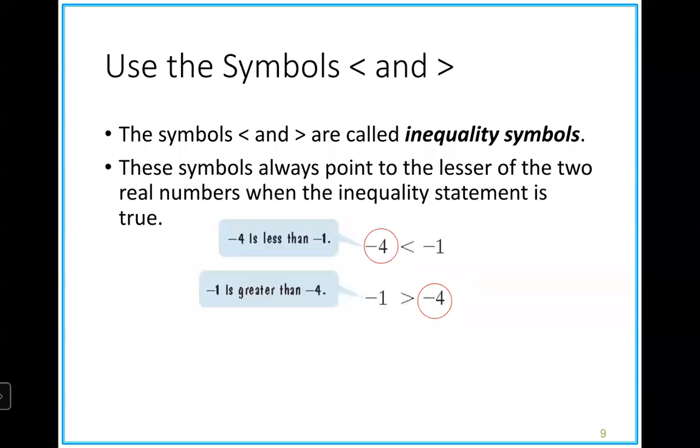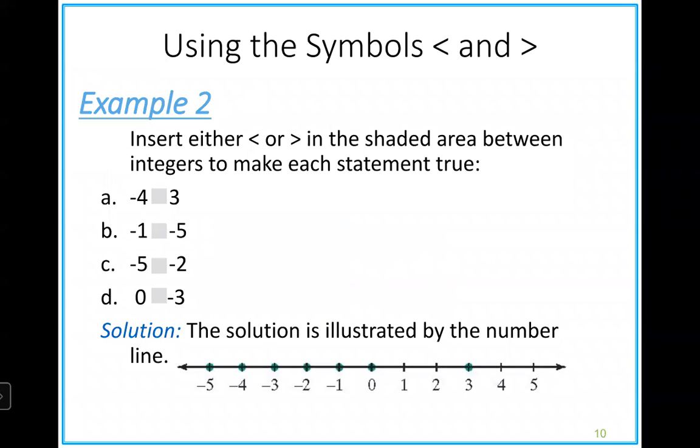Okay, so we're going to look at this example here. So we have -4 and 3. Is -4 less than or greater than 3? Less than. Less than, because it's to the left of 3, so it would be less than. Oh, I thought this thing had the answers. Okay, all right, they give the full answer on this side. So -4 is less than 3.